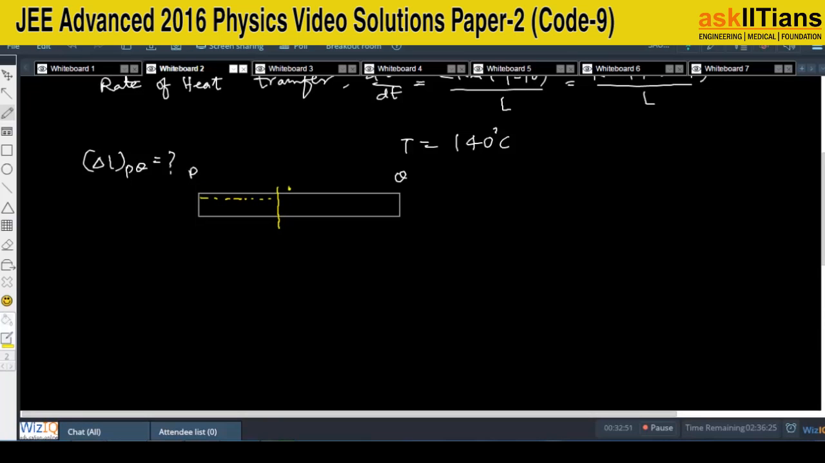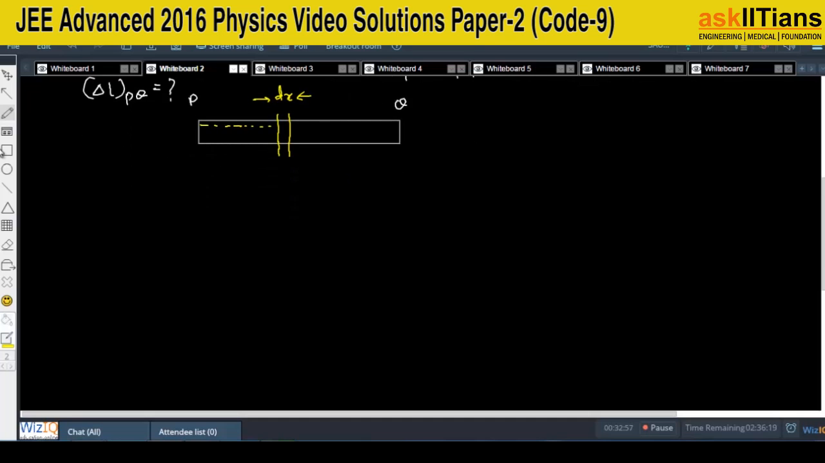We consider a small element of thickness dx. Now we are going to calculate the temperature gradient. Temperature gradient means delta T by delta x, which should be equal to the temperature difference, 140 minus 10, divided by the length. Length is given in the question as 1 meter. So on solving this we got 130 degrees Celsius per meter, so delta T by delta x is equal to 130.